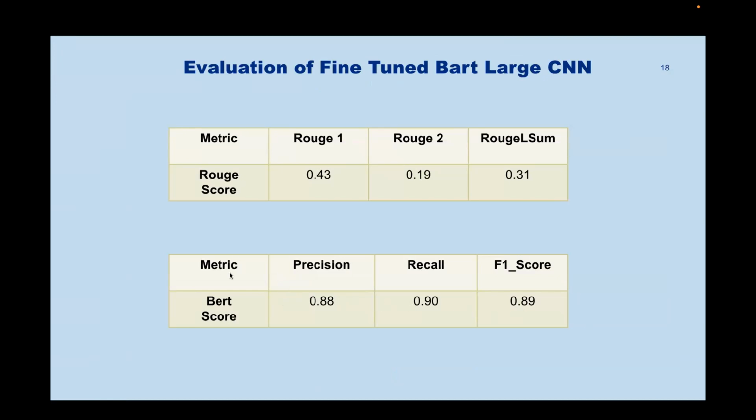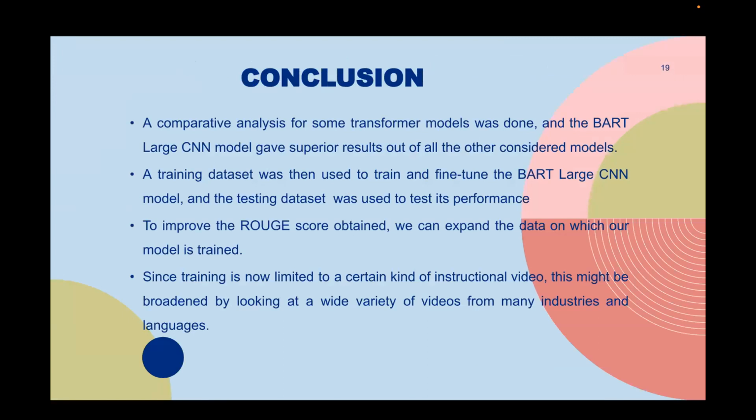So, concluding, this paper proposes a system to extract video, audio, and transcript to generate a summary. A comparative analysis for some transformer models was done, and the BART large CNN model gave superior results out of all the other considered models. The How2 dataset was then used to train and fine-tune the BART large CNN model. By simply providing our system with the video URL, we use this model to summarize the video. This strategy works well and is simple. The type of summarization which we used was abstractive summarization.